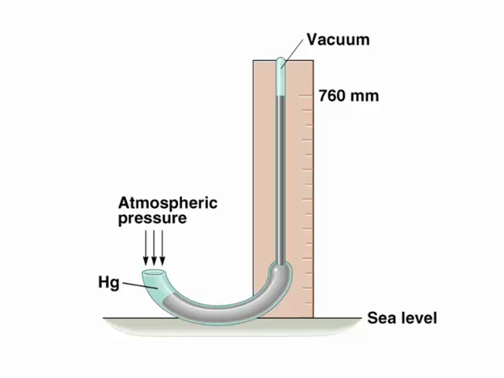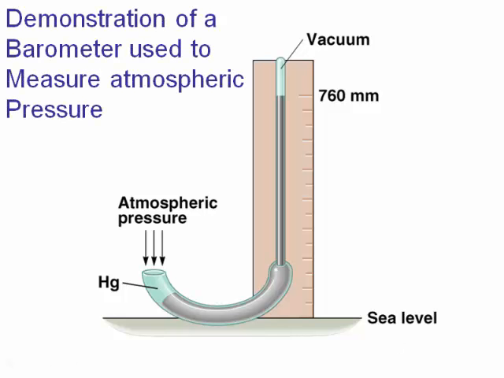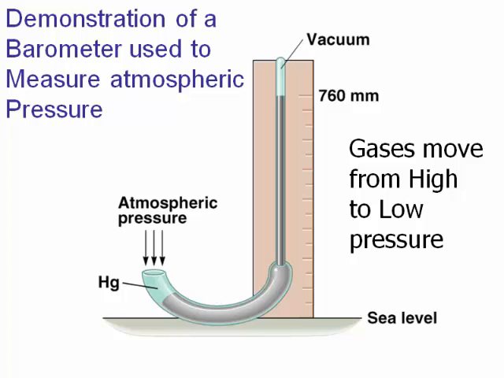So notice in the corner it says sea level, and that we're pretty close to sea level. We're at a height of about 50 feet here in San Jose. Okay, so this is a demonstration of a barometer used to measure atmospheric pressure. And you might have heard on the news, the barometer is dropping or rising, because it changes depending on, of course, the air pressure with weather. And a reminder, gases move from high to low pressure.